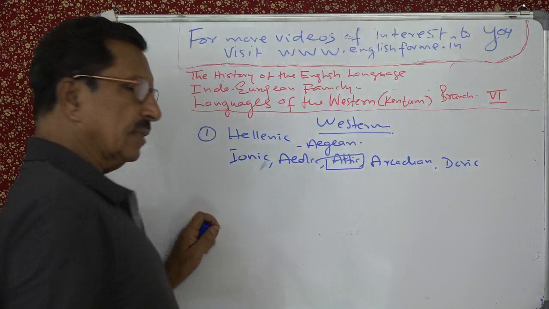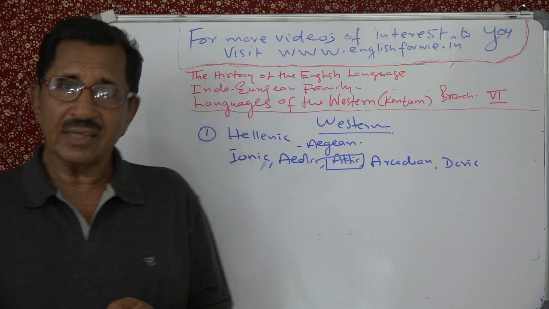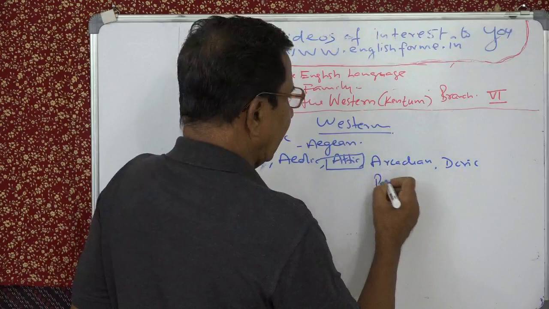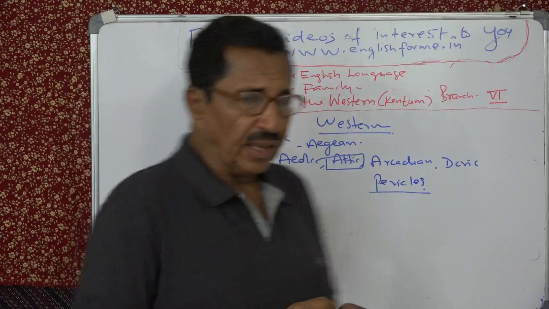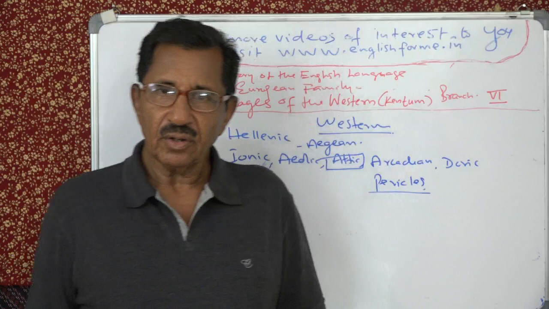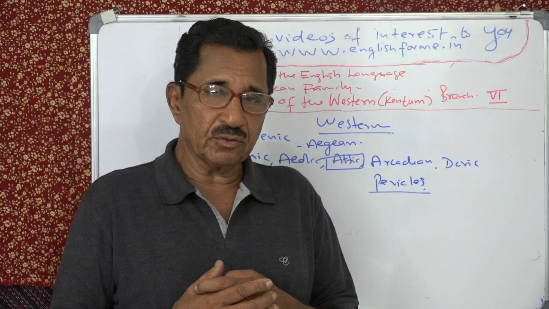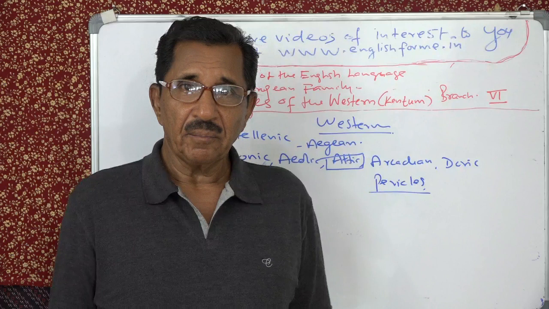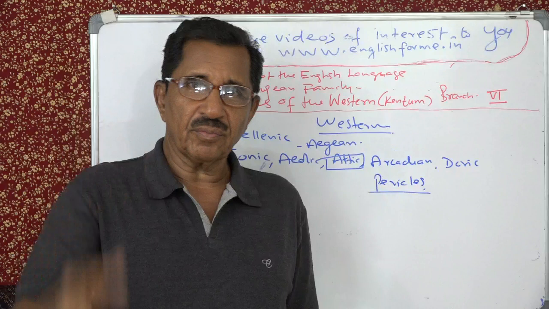Attic was the dialect or language used by Athens and Greece as a whole. We remember the glorious period was that of Pericles, P-E-R-I-C-L-E-S. Athens was a center of academic activity and art, poetry, history, all sorts of things, and philosophy. So you have the names of Sophocles, Euripides and Aeschylus for tragedy, Aristophanes for comedy, Plato and Aristotle for philosophy, then Herodotus and Thucydides for history.